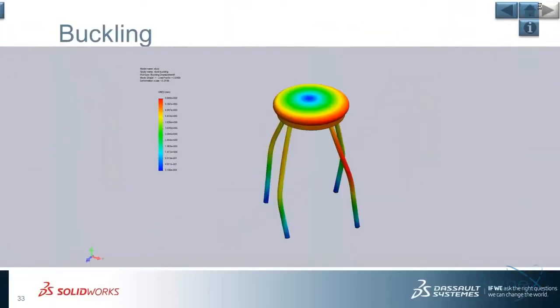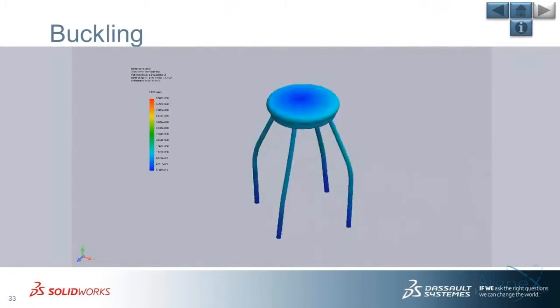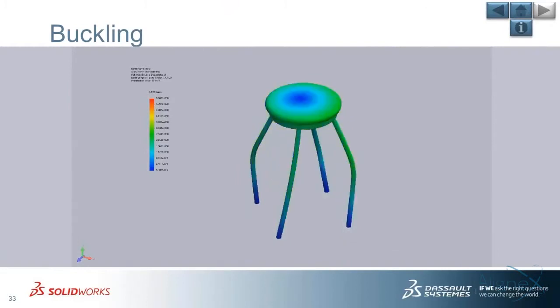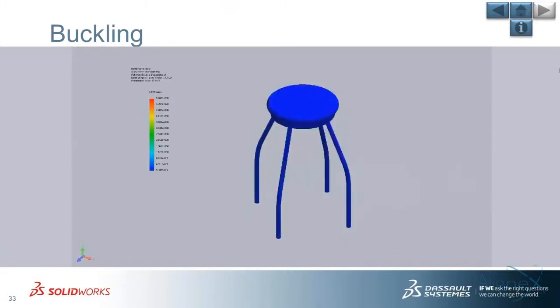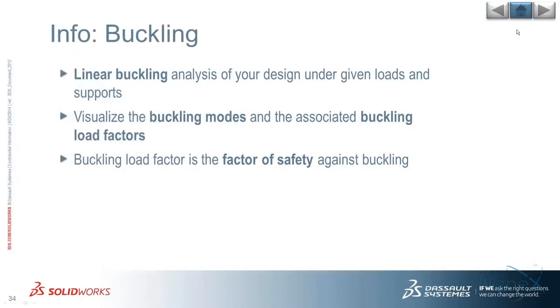Another example is kind of the stool, where if you put a load kind of off center on this stool, you'll see sort of some twist and buckling occur in the legs. So you can kind of see what would happen under this load case. So linear buckling analysis of your design under given loads and supports. So again, buckling occurs on compressive loads, and it allows us to look at the buckling load factor of safety, as well as the buckling mode shape, so the shape it will take once buckling does occur.